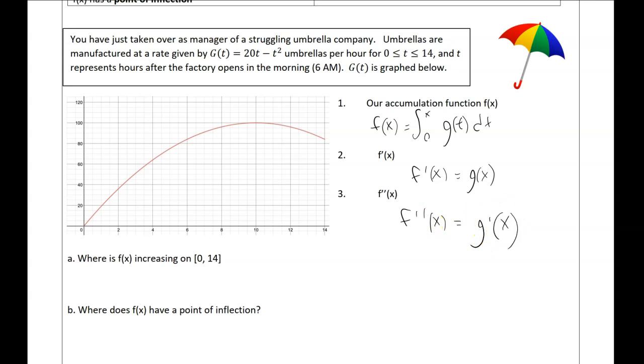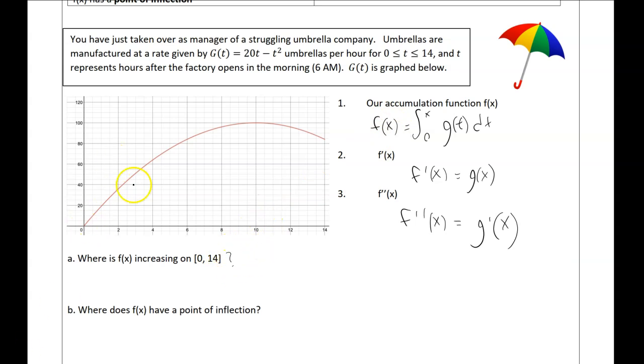So notice we're kind of one level back from where we would be if we had started with a normal f of x function instead of an accumulation function. My f prime of x is plain old g, and then f double prime is just g prime. So the question here: where is f of x increasing? f of x is our accumulation function on the interval from 0 to 14.